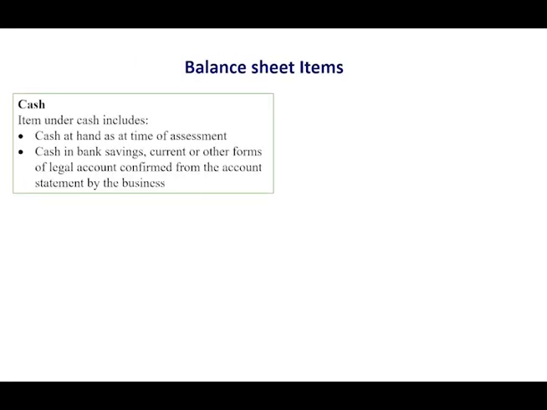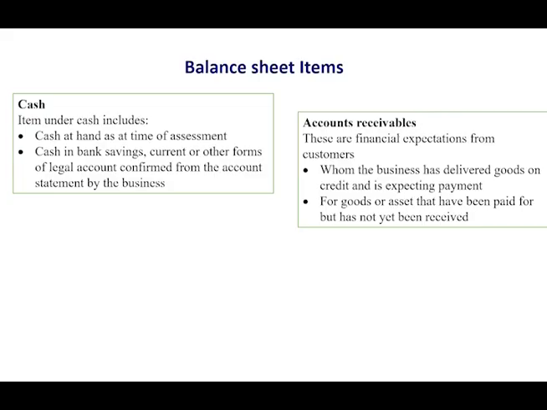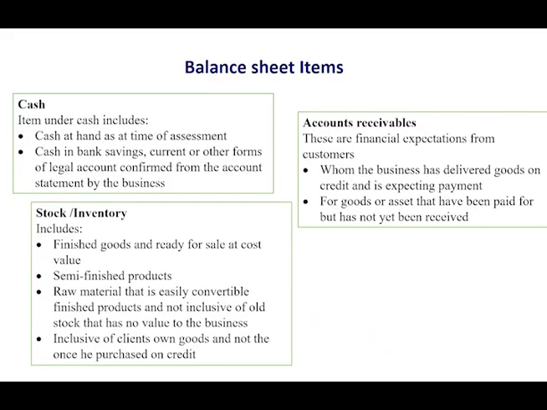Balance sheet items. Cash. Items under cash include cash at hand as at the time of assessment, cash in bank savings, current or other forms of legal account confirmed from the account statement by the business. Accounts receivables. These are financial expectations from customers to whom the business has delivered goods on credit and is expecting payment, for goods or assets that have been paid for but not yet received.